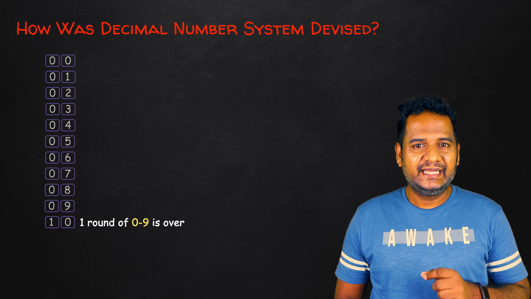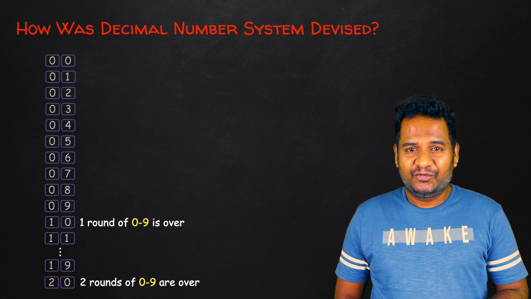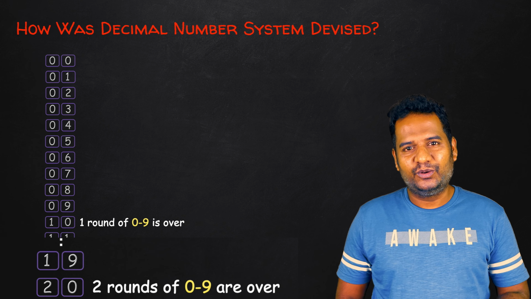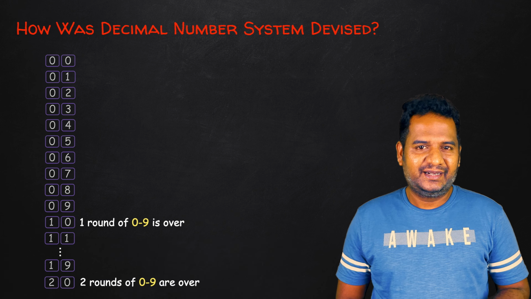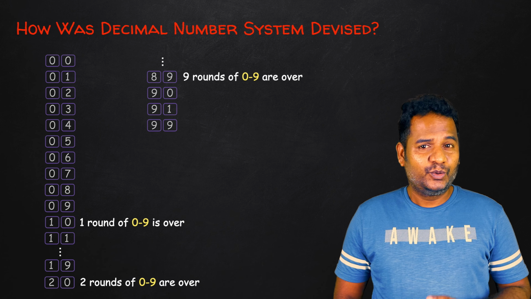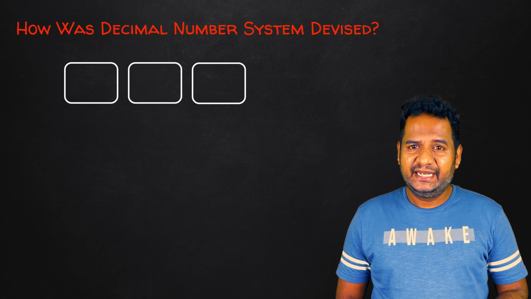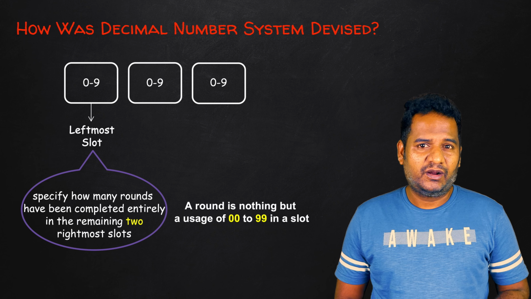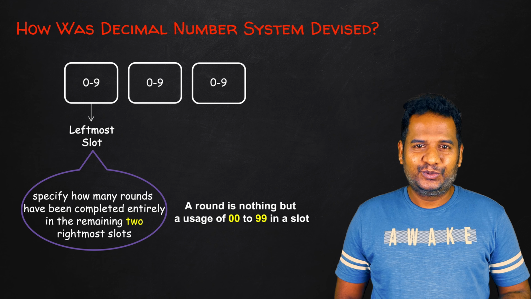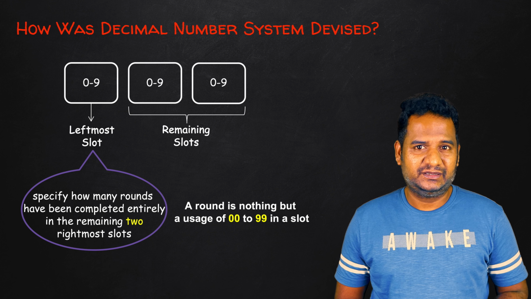Then we can easily represent 10 to 19. And then we need to increase the leftmost slot by 1 to denote that 2 rounds of 0 to 9 are over. This method continues till we reach 99. To go beyond the count 99, we need 3 slots. Again, each slot can take a symbol from 0 to 9. For the leftmost slot, one round denotes 00 to 99, a total of 100 counts in the remaining 2 slots.